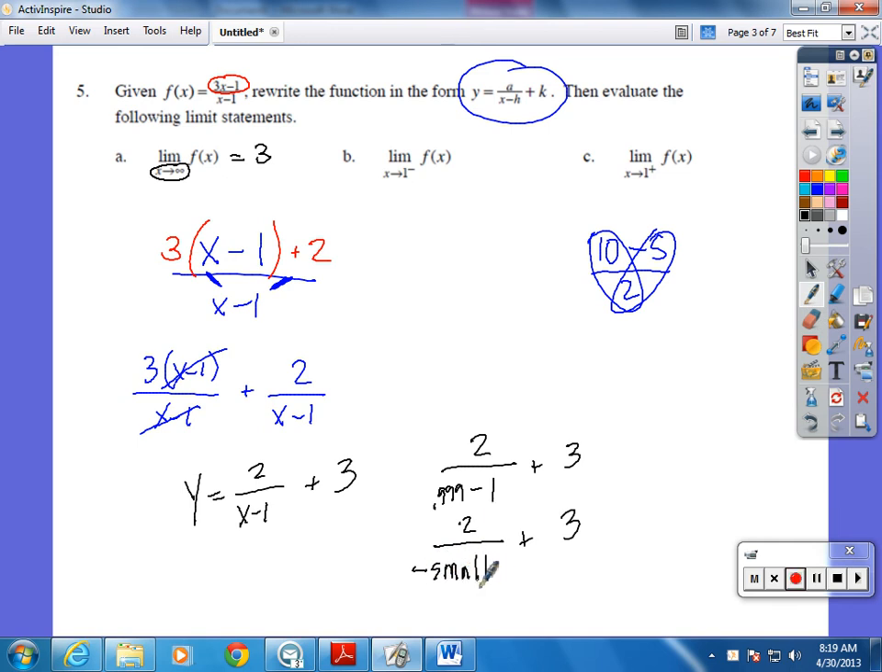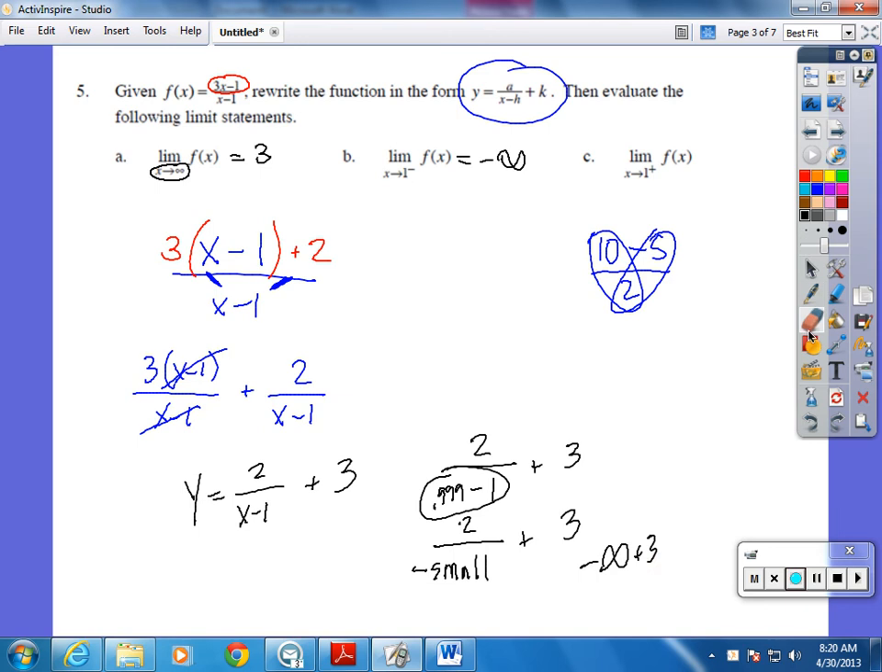So, something divided by small equals big, and in this case it's negative. How did I know it was negative? Because this number is smaller than 1, so a negative small number. A negative small number equals a negative big number, which is negative infinity plus 3. What is negative infinity plus 3? Negative infinity.